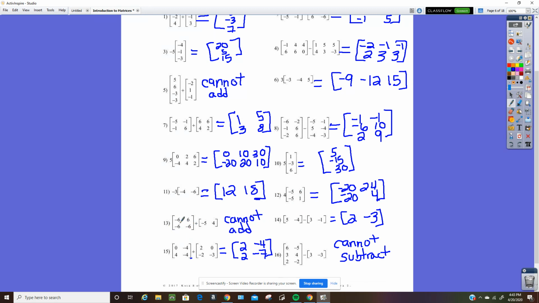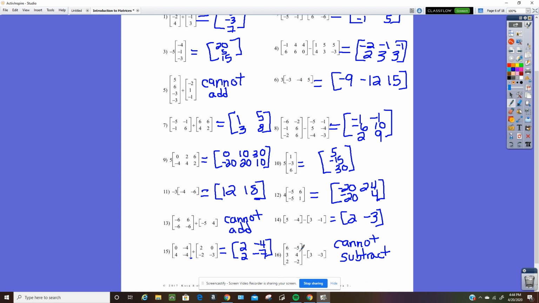Number 13, you cannot add together because you have a 2 by 2 added to 1 by 2. So those dimensions are different. You can't add those together. Number 14, you have a 1 by 2 subtracted from a 1 by 2. So 5 minus 3 is 2. -4 minus a -1 is -3. Number 15, 2 by 2 added to a 2 by 2. 0 plus 2 is 2. -4 plus 0 is -4. 4 plus -2 is +2. -4 plus -3 is -7.